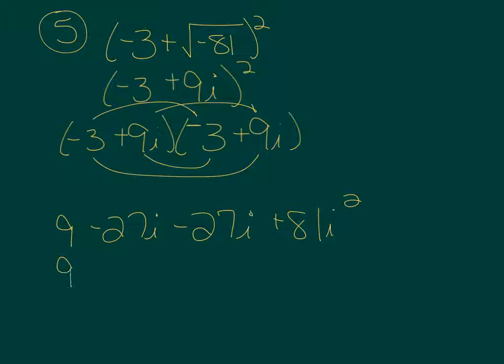Clean it up. Combine your like terms. 81 times i squared is 81 times negative 1, which is minus 81. 9 minus 81 is negative 72 minus 54i. That's in standard form.